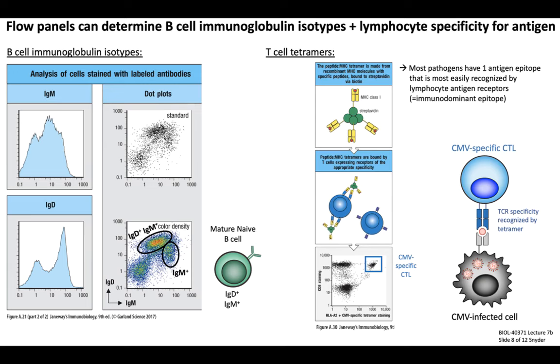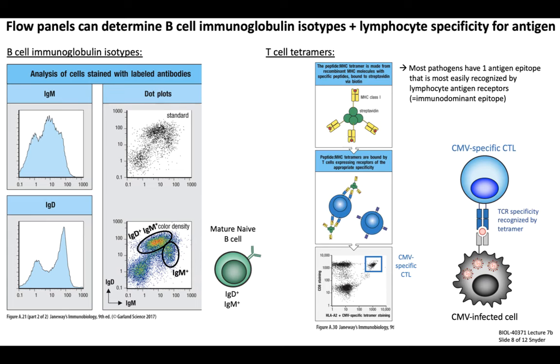Now, tetramers are incubated with a sample along with other flow antibodies. And if any T cells in the sample recognize the recombinant peptide MHC complex on the tetramer, then they will bind to it, and this can be detected using flow cytometry. Since this example is using a MHC class I tetramer, you can see that out of the CD8 positive T cells in this sample, there's a small percentage that are also specific for tetramer, which in this case is made using an epitope expressed by cytomegalovirus, or CMV.